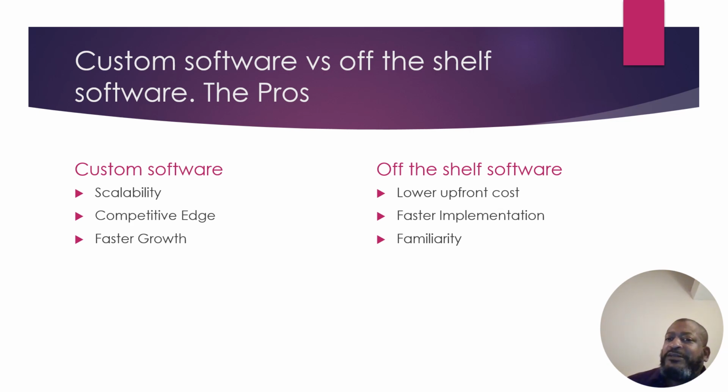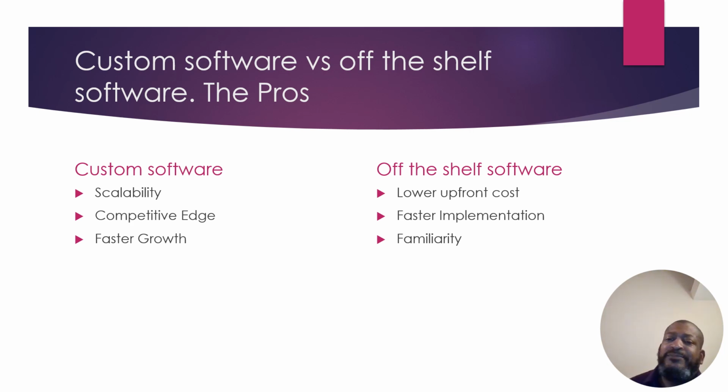Now the pros for off the shelf is you have lower upfront costs, because that custom software project that's going to create it, whether it's a waterfall project or Agile project or whatever it is, it's going to be expensive because there's going to be a lot involved in that. You're going to have to pay for an entire project manager and the entire staff. So with the off-the-shelf software, you have a lot lower upfront costs.